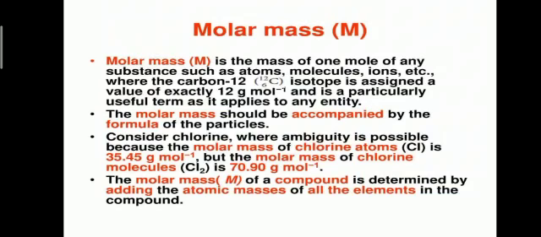For example, molecular formula of ethane is C2H6. As we know, the mass of carbon is 12 and mass of hydrogen is 1. We will calculate the molar mass by multiplying the atomic mass by the subscript, the number of atoms present. For example, in C2 there are 2 carbon atoms. So the mass of carbon is 12. 12 will be multiplied by 2 and we will get the molar mass.